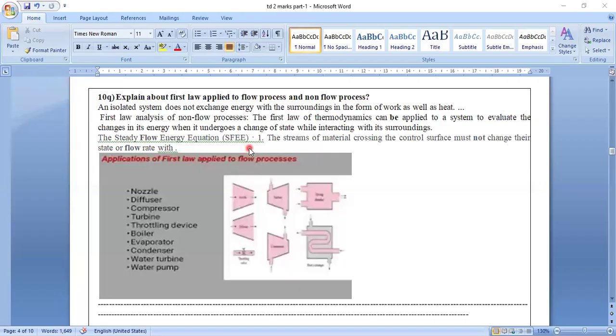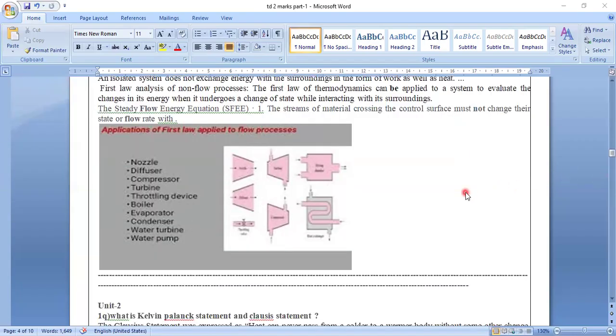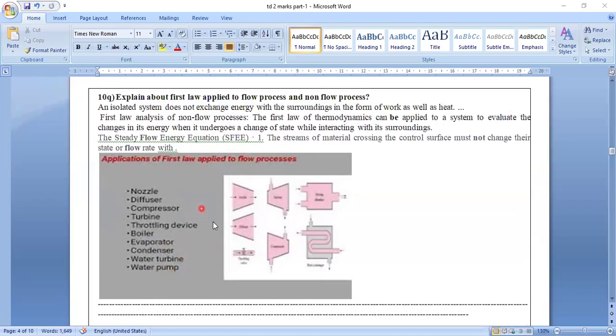In the steady flow energy equation, SFE, the streams of material crossing the control surface must not change their state or flow rate. Here the control surface is there, and within that the stream should remain and must not change its state or flow rate. Nozzles, diffusers, compressors, turbines, throttling devices, boilers, evaporators, condensers, water turbines and water pumps are all control systems.